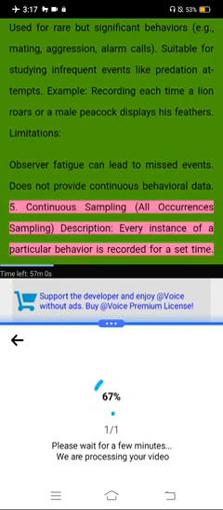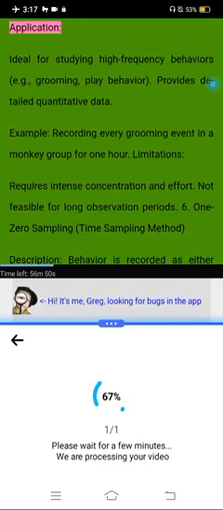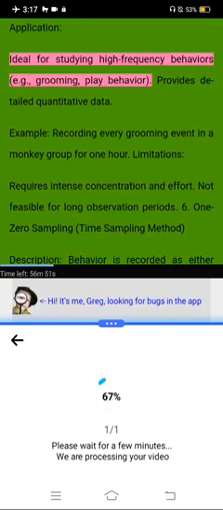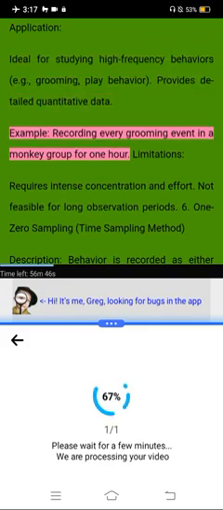5. Continuous sampling, all occurrences sampling. Description: every instance of a particular behavior is recorded for a set time. Application: ideal for studying high-frequency behaviors, e.g., grooming, play behavior. Provides detailed quantitative data. Example: recording every grooming event in a monkey group for 1 hour.